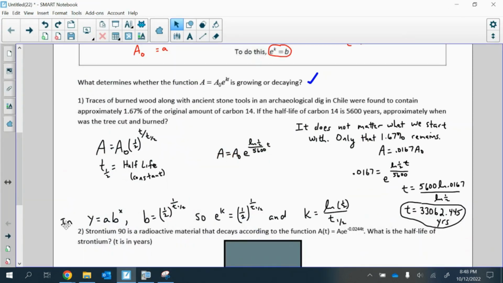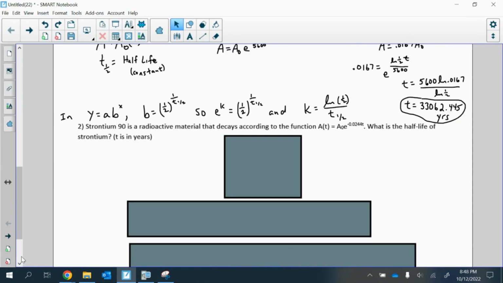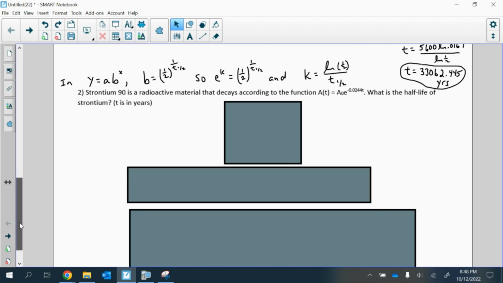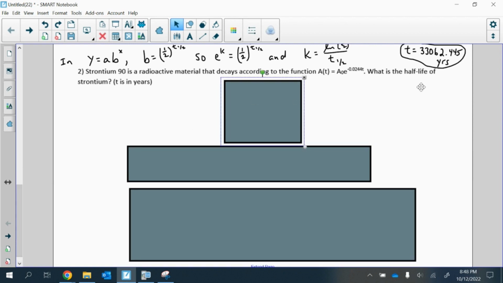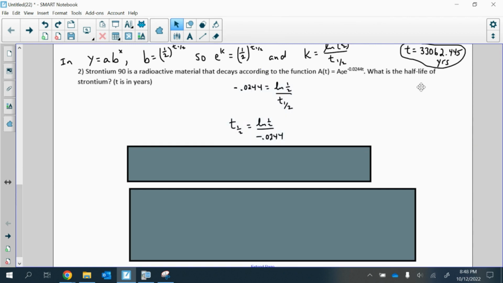Now for the rest of the time, I'm going to assume that you don't need me to type those in, and I'll just show pictures of that to make the video a little bit shorter. Strontium-90 is a radioactive material that decays according to this function. What is the half-life of strontium with t in years?